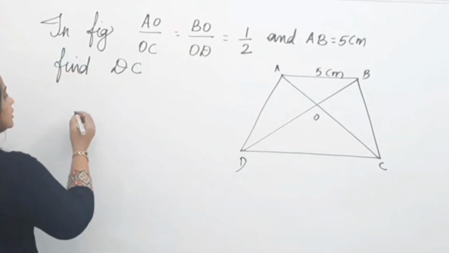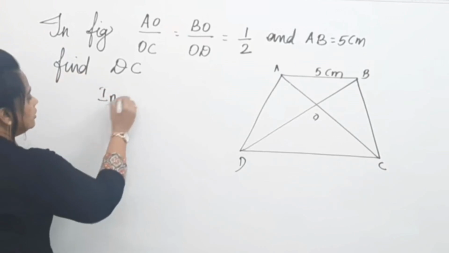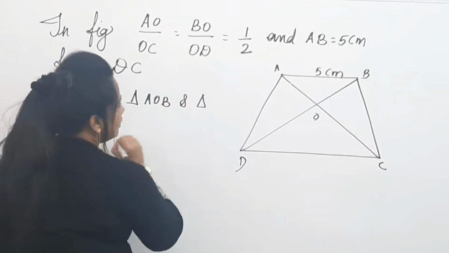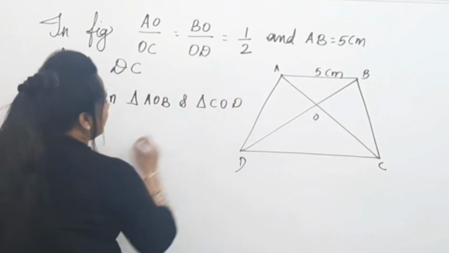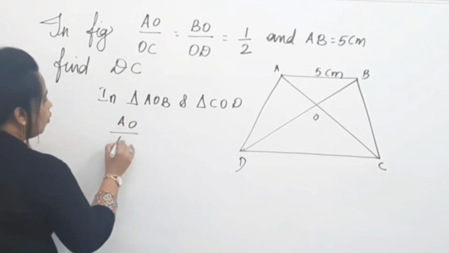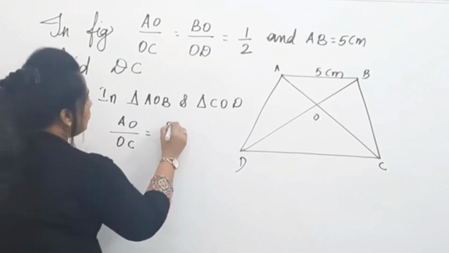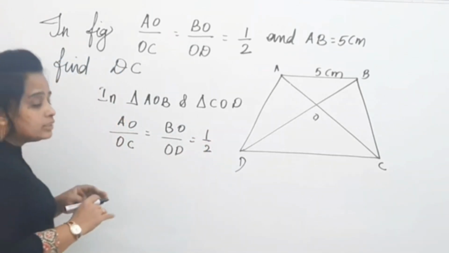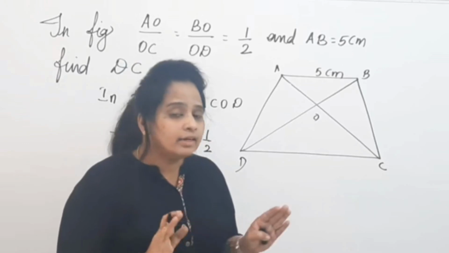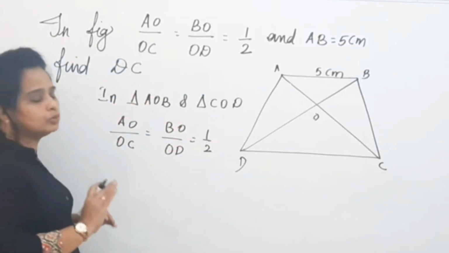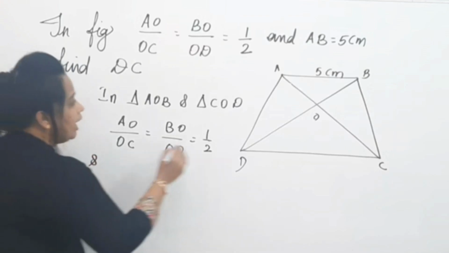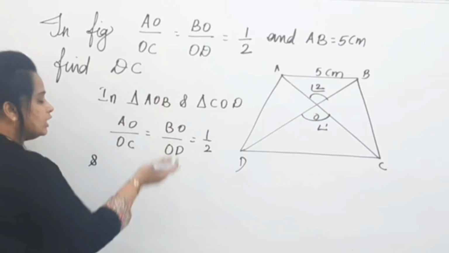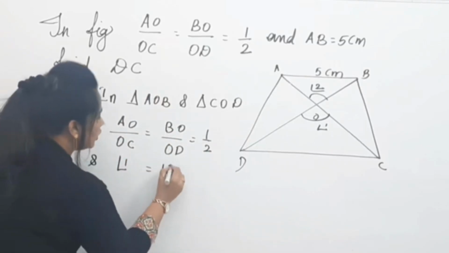So which two triangles it is given? That is, in triangle AOB and triangle COD, I am given AO by OC is equal to BO by OD is equal to 1 by 2. And it is not said they are similar. It is not said. I have just considered those two triangles and I say angle 1 is equal to angle 2. Why? Because vertically opposite angles. Angle 1 is equal to angle 2.